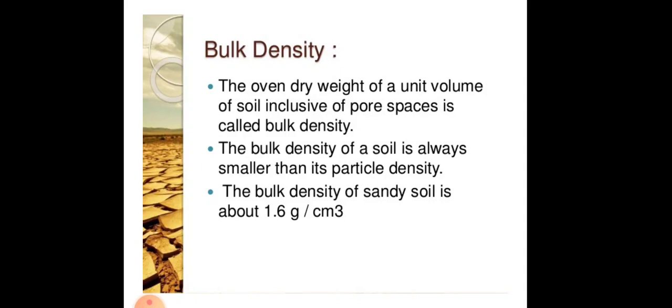Bulk means it is a mixture of the weight of solid particles plus the weight of spaces present between these particles. So due to this this density is called bulk density, and the bulk density generally lies between 1.1 to 2 gram per cubic centimeter, because this bulk density depends upon the texture of the soil. If the soil is sandy, then bulk density is different. If the soil is silty, then bulk density is different, and if the soil is clay, then bulk density is different. So this bulk density depends upon the texture of the soil.